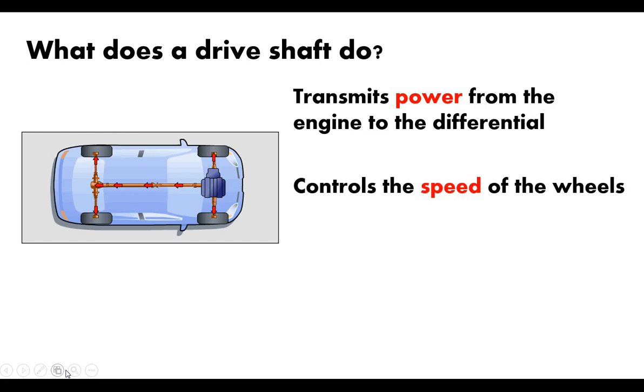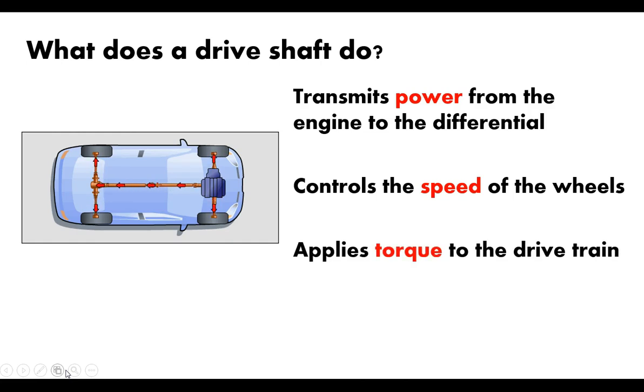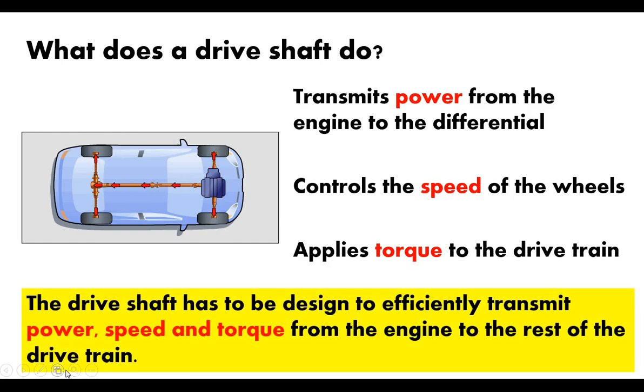The drive shaft actually controls the speed of the wheels. Whatever that rotational speed of the engine is, that is what goes into the transmission. And the transmission obviously is missing in this picture, but that's what's actually dictating the speed of the wheels. It also applies torque into the drivetrain. So the torque that's being imparted by the engine is what's being transmitted on through to the rest of the system. So the drive shaft has to be designed to efficiently transmit power, speed, and torque from the engine to the rest of the drivetrain. So that's the primary purpose of that whole drivetrain. So it's just a transmission of power, speed, and torque.